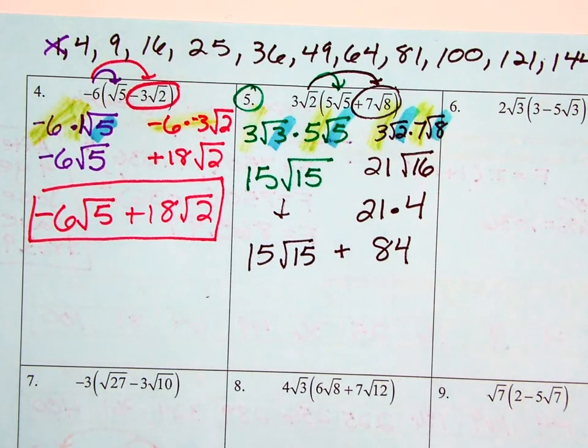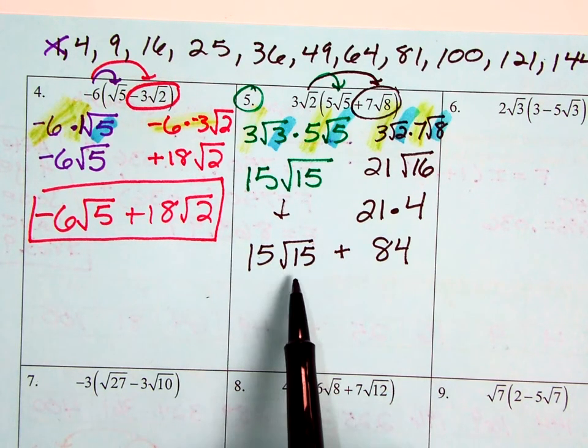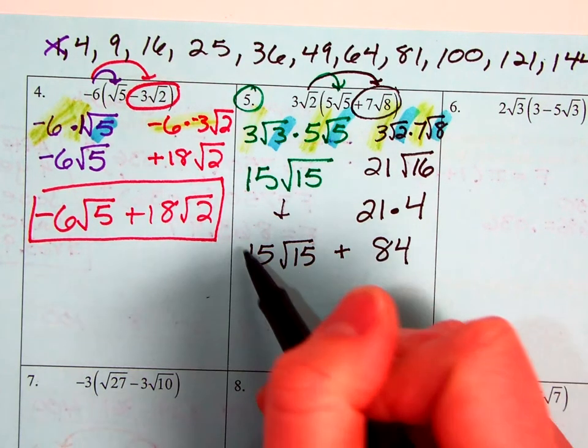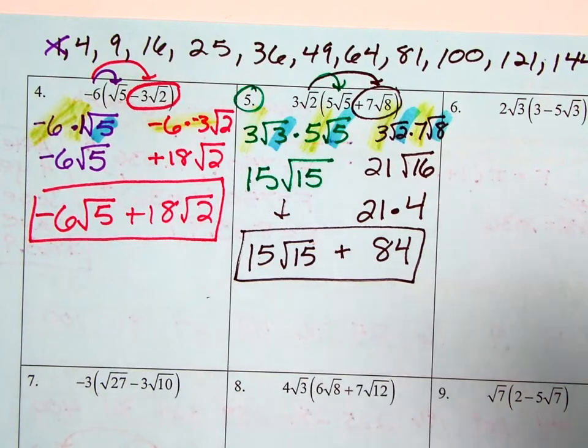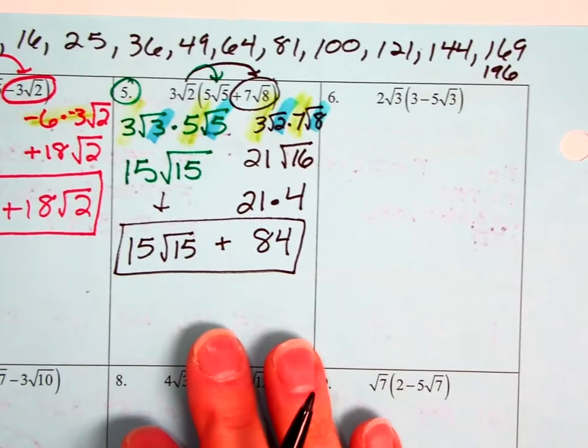Then we always have to ask ourselves, can we combine these together? Well, this one has a square root, this one does not, so we cannot combine them. Remember, if you're going to add them together, they have to have the same exact radical in both.